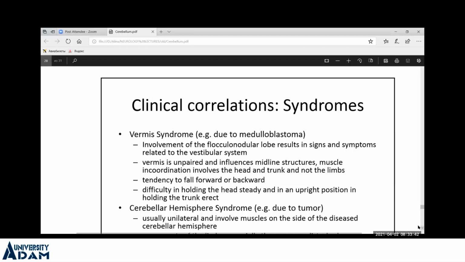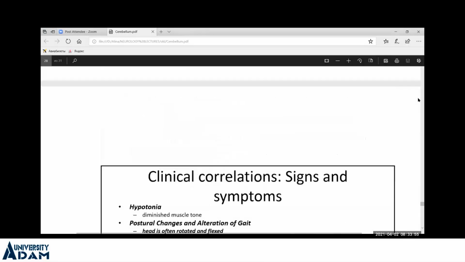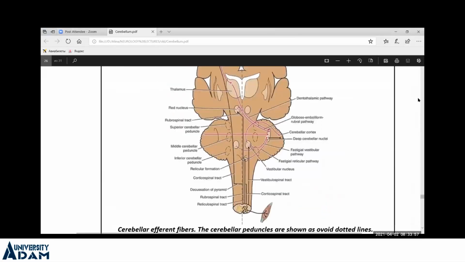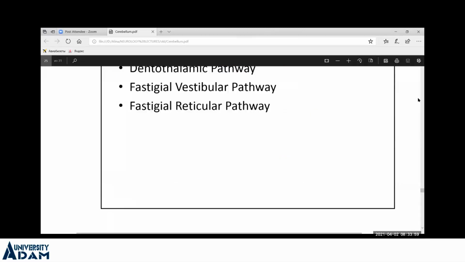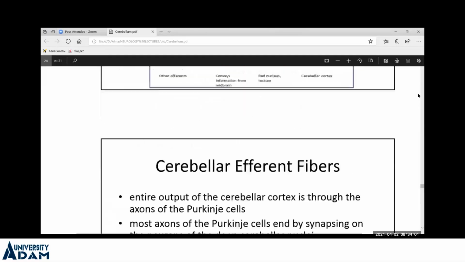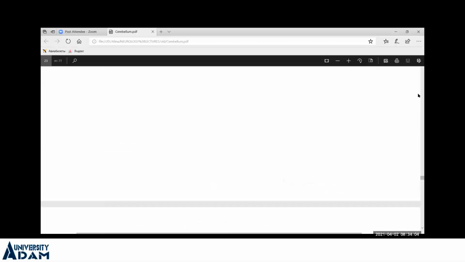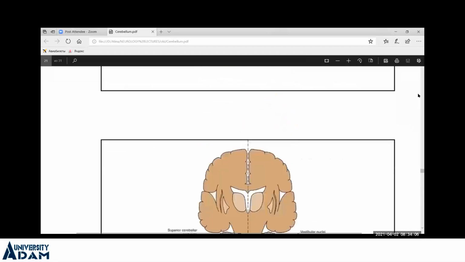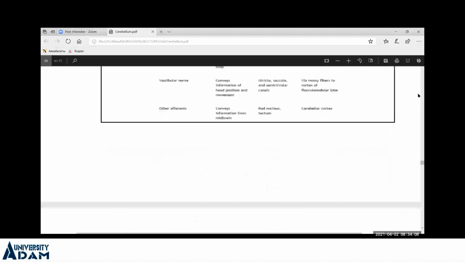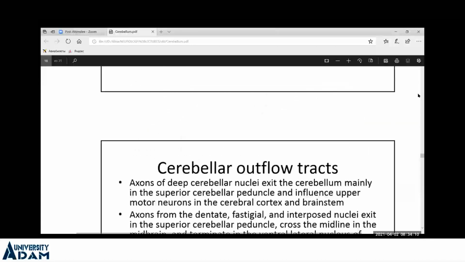Because there was the cerebellar, what? Do you remember, guys? Here I will show you again. There was like a map. One minute, I am opening.